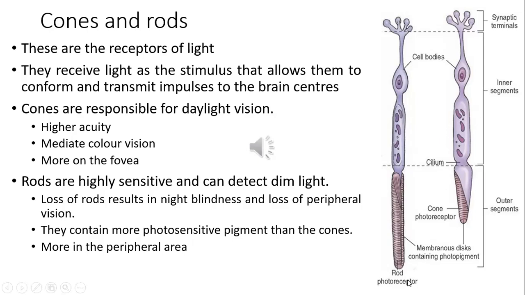So what you are able to see are the rod photoreceptors, and these are the cone photoreceptors. Even if you look at the shape, you can see these are different, and this will be very important as we go on.